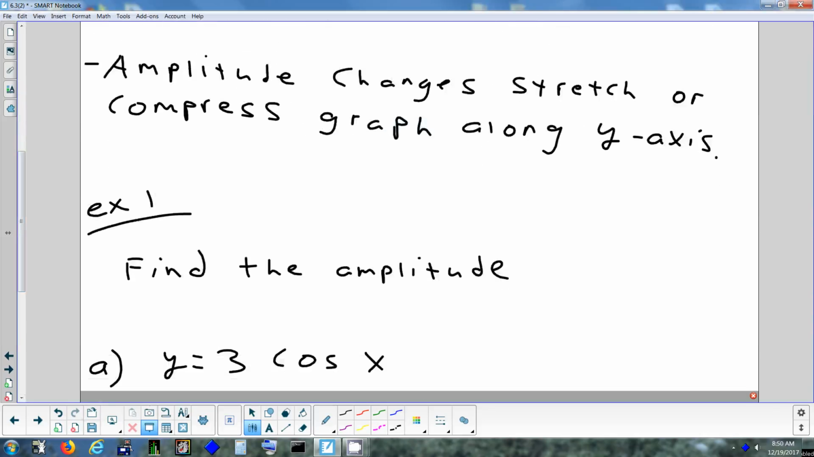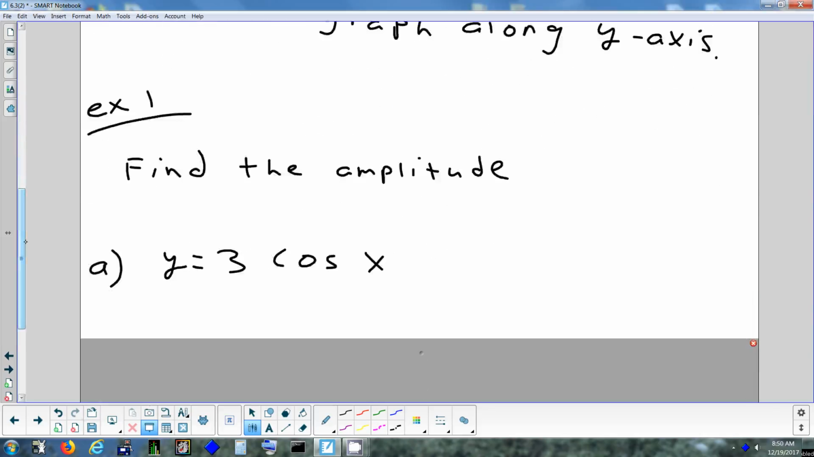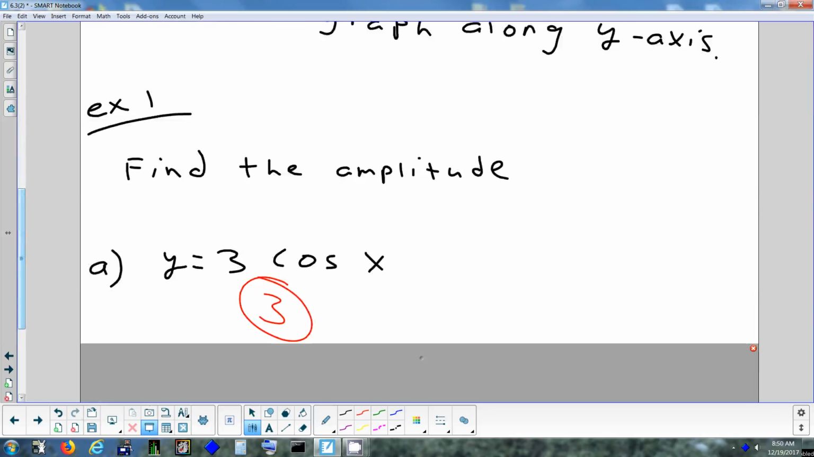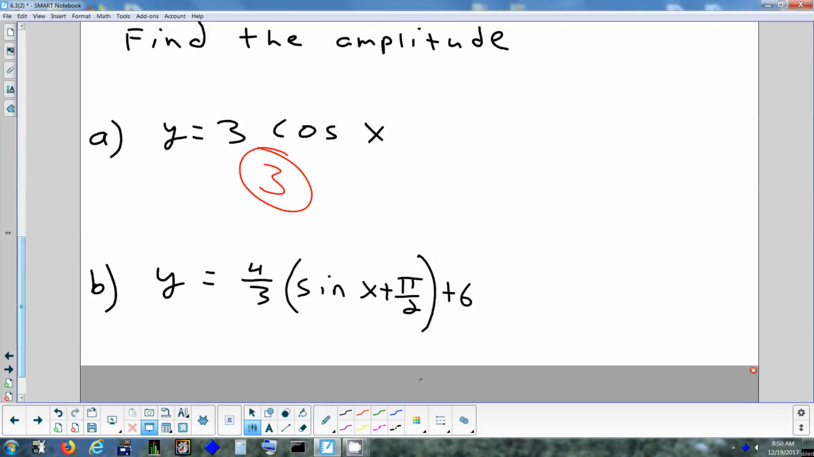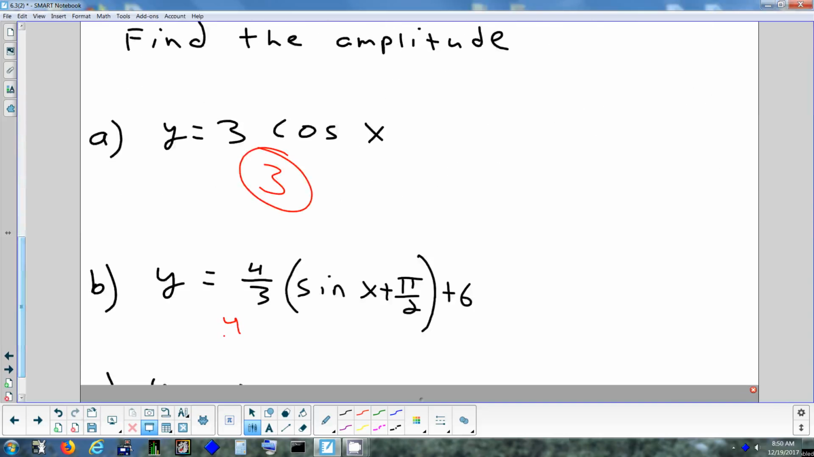Leo, what's the amplitude there? 3. Yep. All right. The next one is 4/3 sine of x plus pi over 2 plus 6. What's the amplitude there? 4/3. Okay, there's a couple other things going on there that we talked about yesterday. There's a phase shift and a vertical shift. But that has nothing to do with the amplitude.